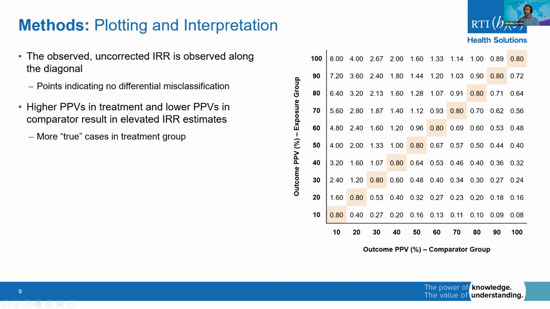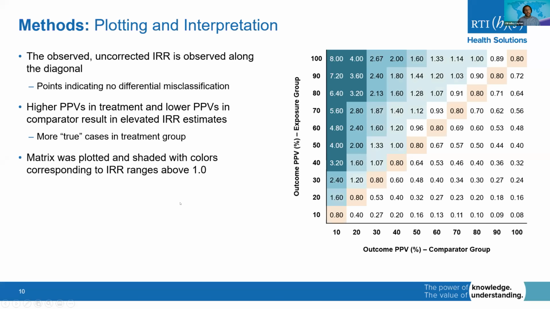However, you can see that at points above the diagonal, the corrected estimates are all higher than the observed. This is because these points correspond to higher PPVs and thus more true cases in the treatment group than the comparator group, moving the corrected IRR up. However, the opposite is true for points below the diagonal.